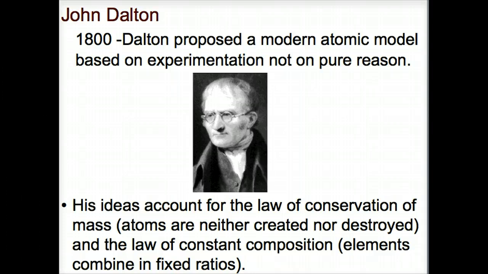John Dalton was the first person to really propose what is our current modern atomic model. And he did this based on a number of experiments, not just on reason like our philosophers would have done. He came up with his atomic theory, and it accounts for the law of conservation of mass, that atoms are neither created nor destroyed, you cannot break them down any further, and the law of constant composition that says that the elements combine in definite ratios to make the compounds.